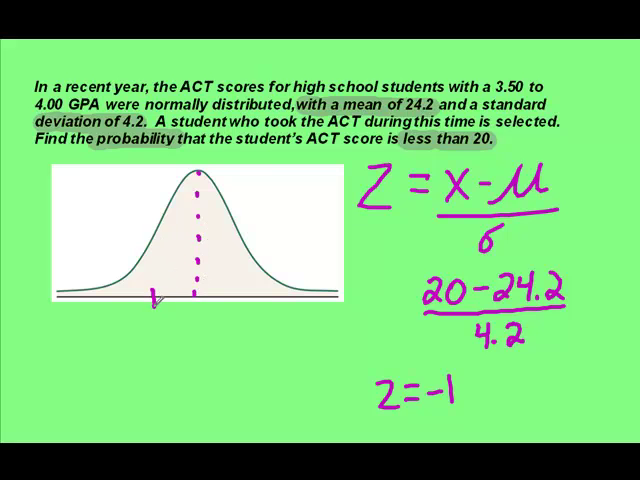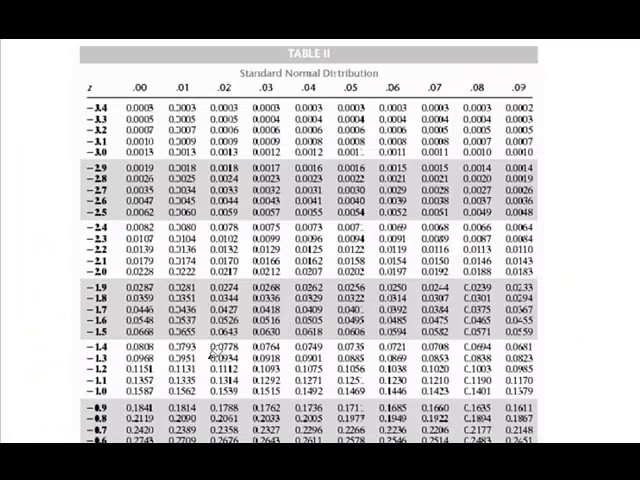Negative 1 sits right about there. Z equals negative 1. I'm looking for everything that is less than negative 1. So what probability do I get from negative 1? Negative 1.0. My z-score of negative 1 gives me a probability of 0.1587.